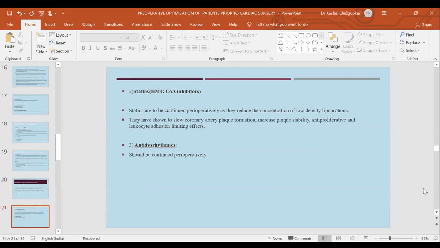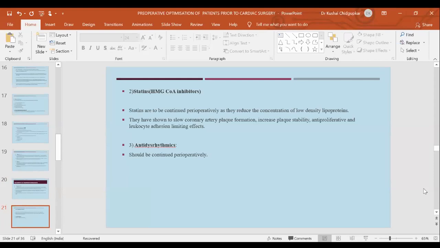The second is statins, and they are also continued perioperatively because they reduce the concentration of low density lipoproteins. They have been shown to slow coronary artery plaque formation, increase plaque stability, with anti-proliferative and leukocyte adhesion limiting effects also there. And last one, if the patient is on anti-dysrhythmics, anti-arrhythmics, they should also be continued perioperatively. Which anti-arrhythmics are you talking about? Sir, rate control or rhythm control.